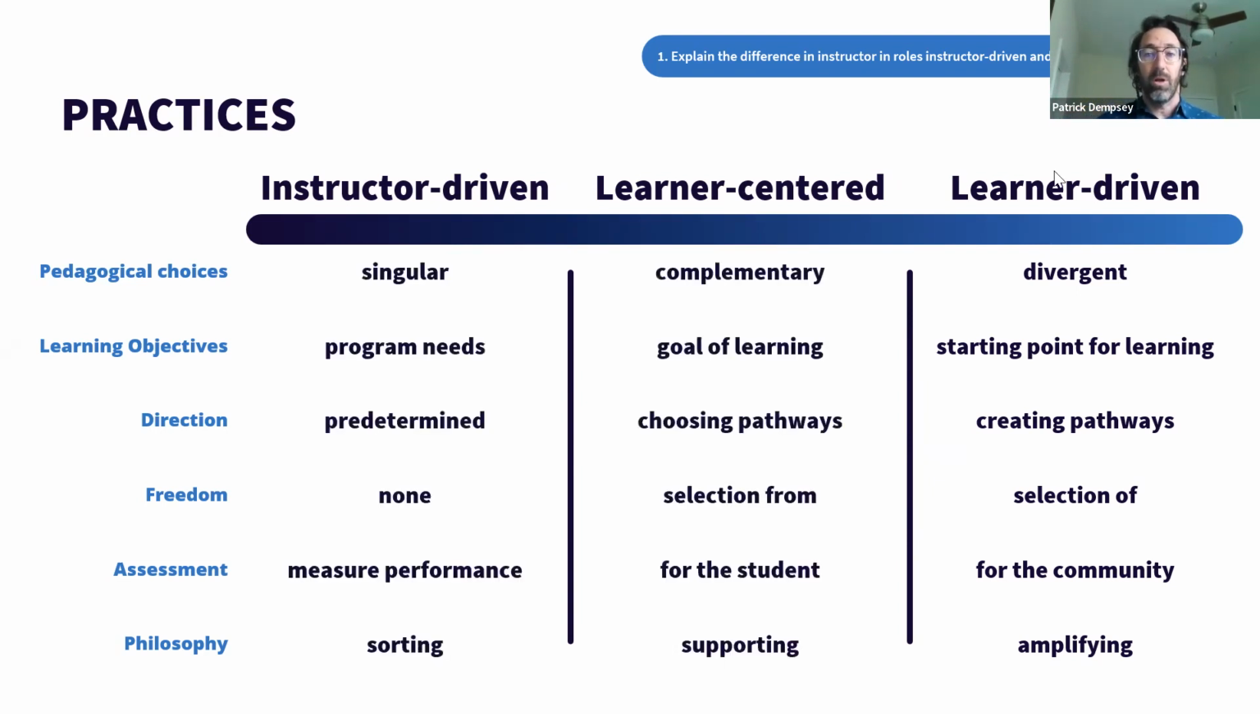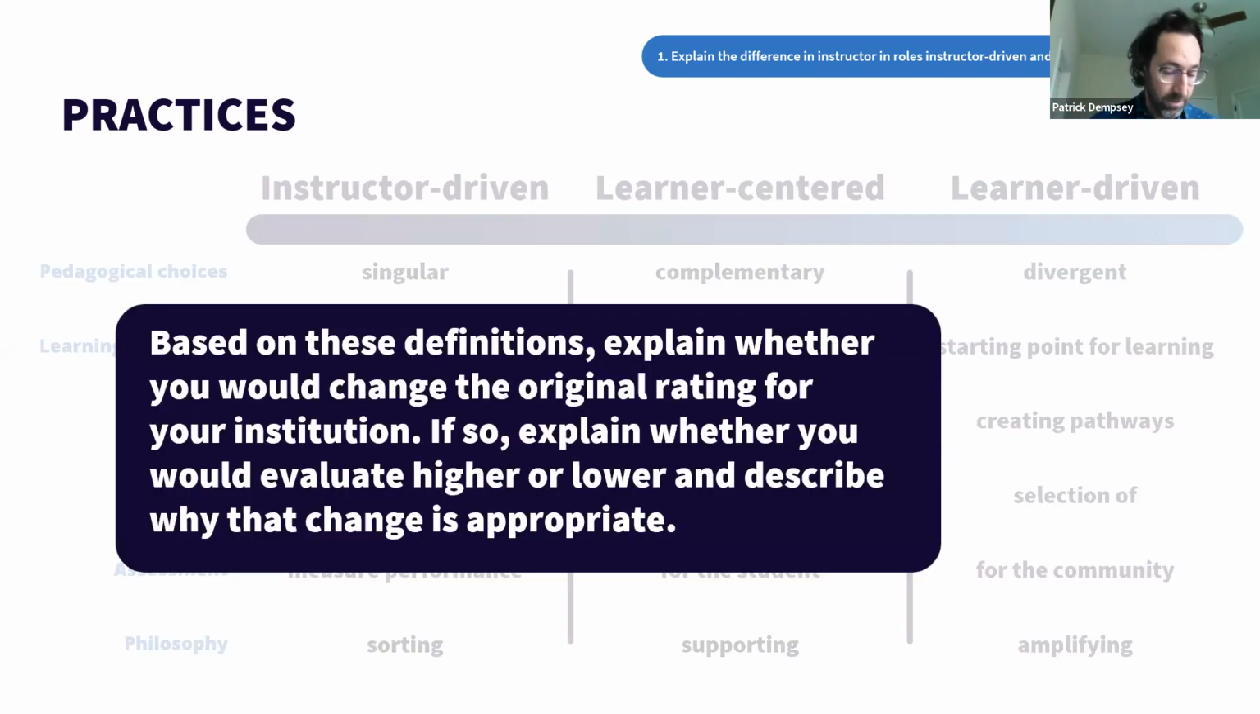So overall, this is how we can think. These are some frameworks to think about what the differences in practices are. And we're going to get into the differences in roles coming up. So based on these definitions, are you sticking with your original rating of your institution or yourself? Are you lowering it? Are you raising it? Do you feel like maybe you were more learner-centered than learner-driven? Maybe even further away from learner-driven than you thought you were?